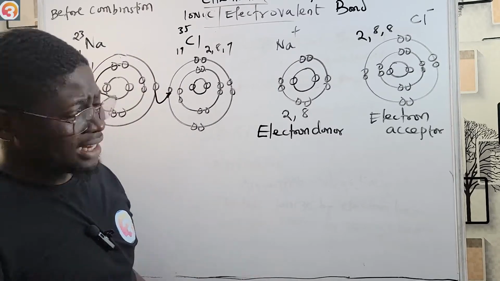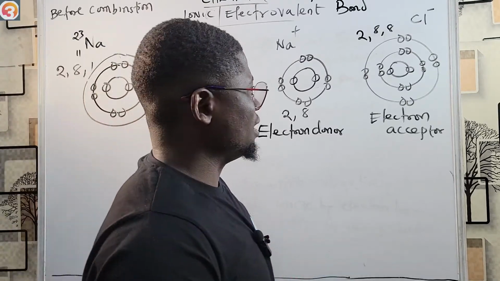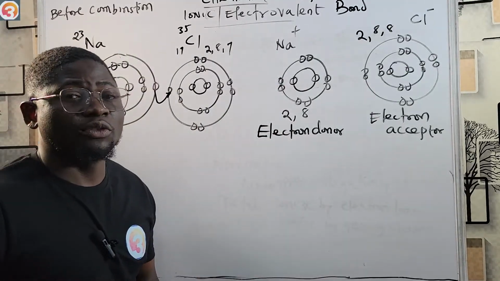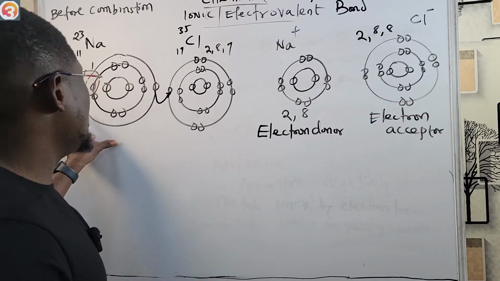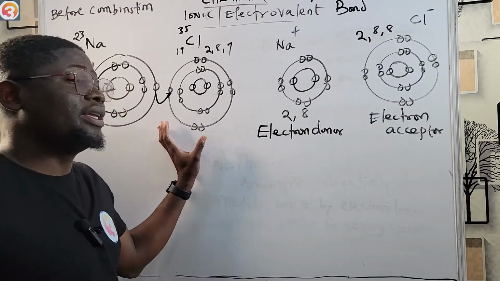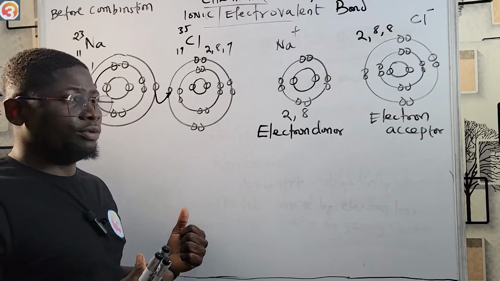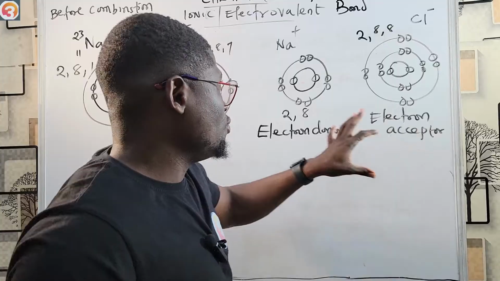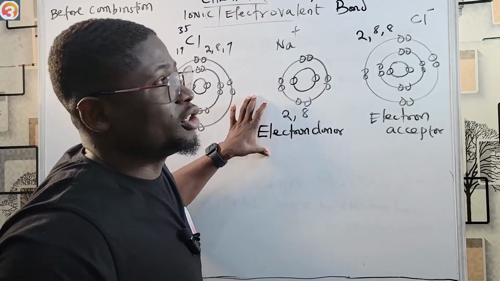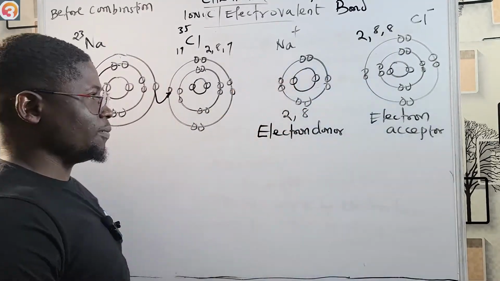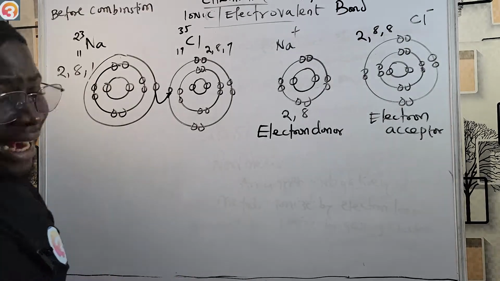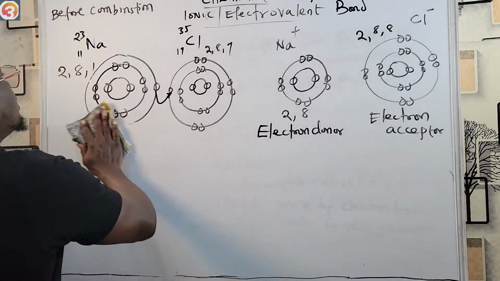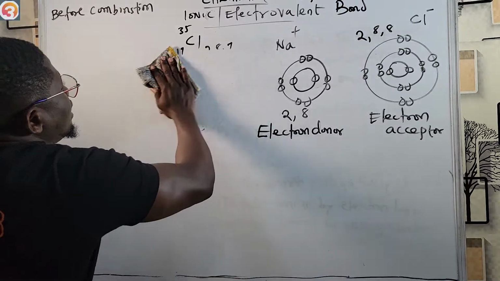So now, having seen this, we are going to look at some of the characteristics of electrovalent compounds. We have seen here what happens. Sodium transfers an electron to chlorine to become stable. Chlorine accepts it and becomes an anion, while sodium transfers its electron to become a cation. That is done. Now let's see the characteristics of electrovalent compounds.